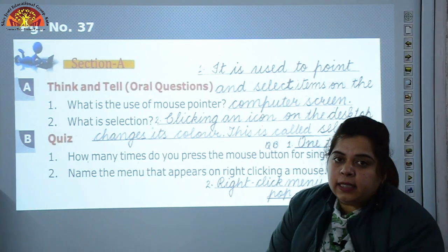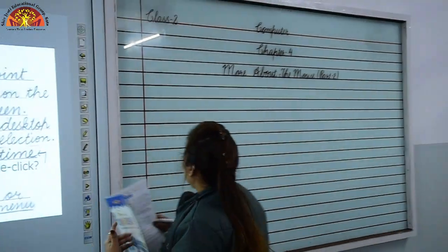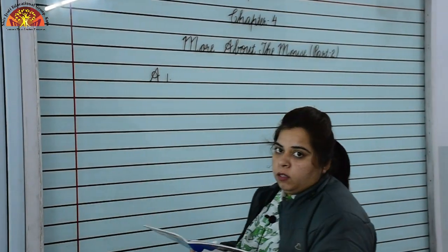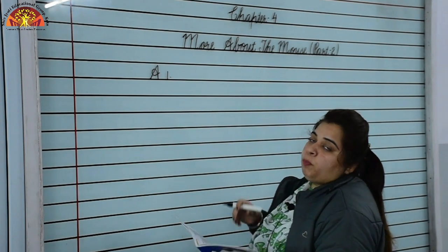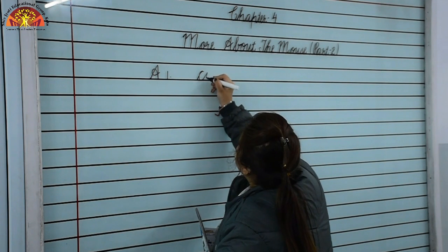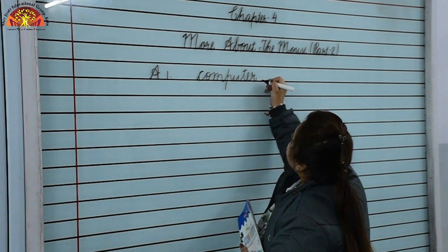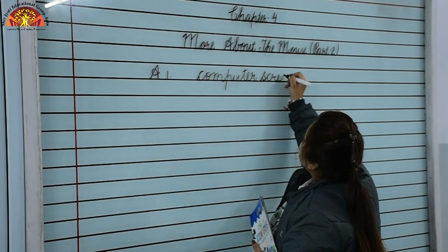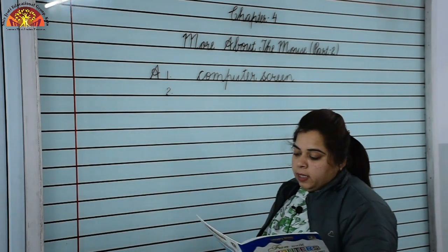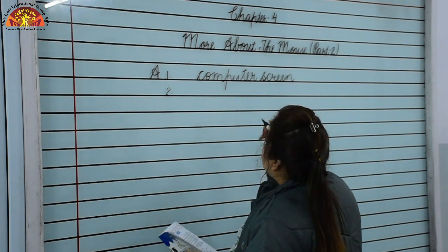Now, children, let's see the hard words of these questions. Okay, question number A. First, hard words are, it is used to point and select items on the computer screen. C-O-M-P-U-T-E-R, computer. S-C-R-E-E-N, screen. Number 2. What is the selection? Selection means clicking an icon on the desktop changes its color.